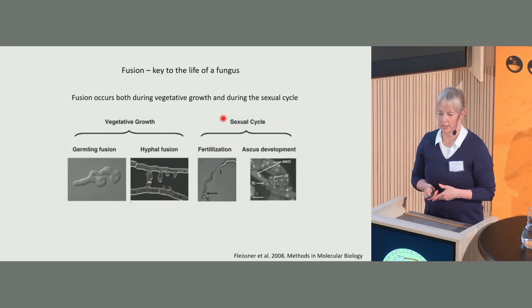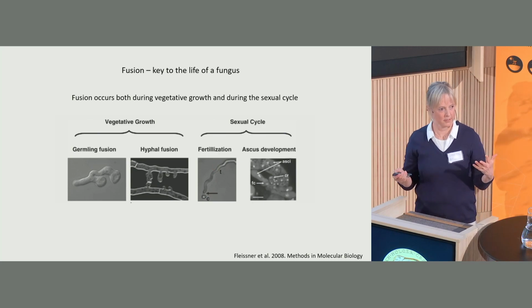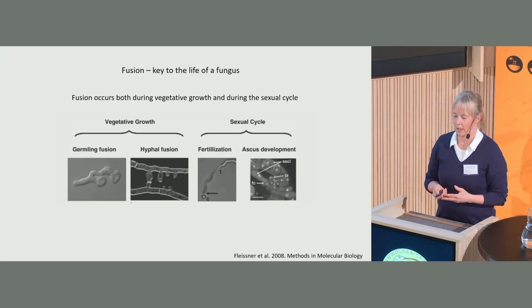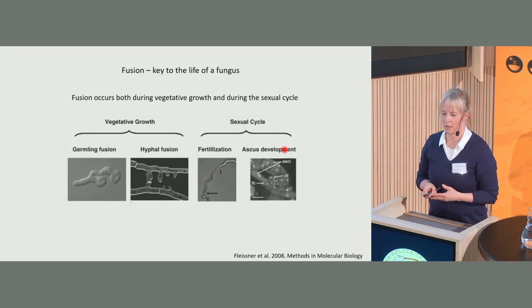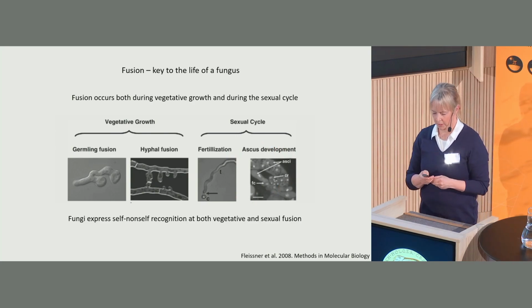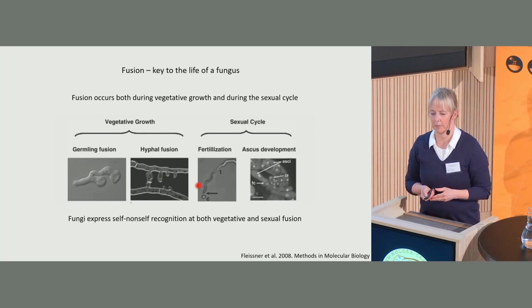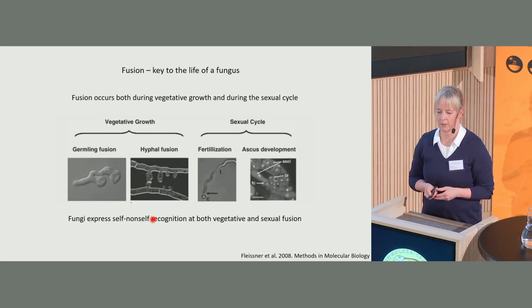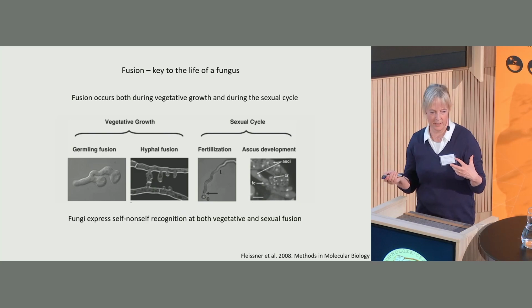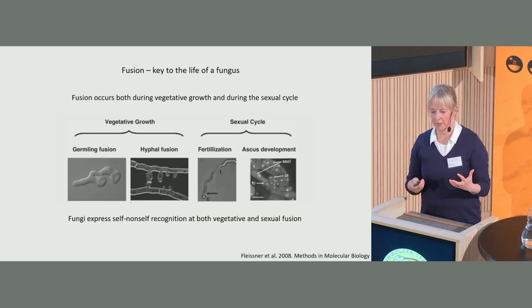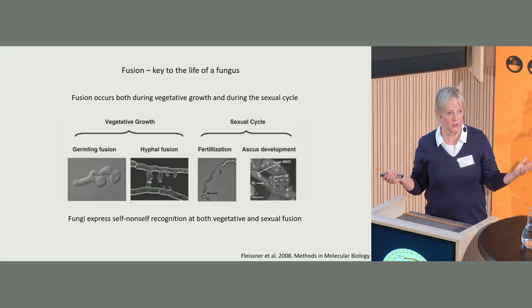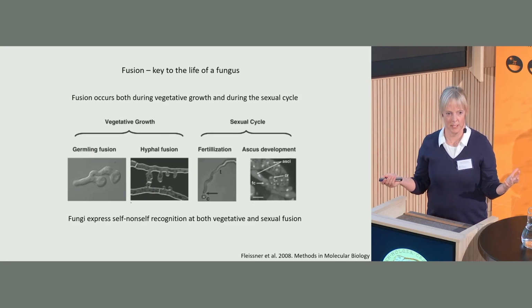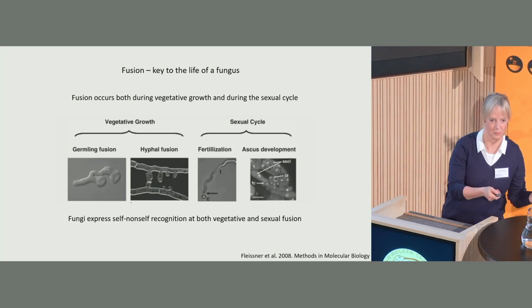When you're in the sexual cycle, of course, there is a fusion step at fertilization that's more universal to eukaryotes, and then when they form their fruiting body, they also fuse. And of course, with fusion in vegetative growth and also the sexual cycle, you need to express self, non-self recognition at both vegetative and sexual fusion. So if a fungus fuses with something that's not itself, it's going to be as detrimental as it is good to fuse with yourself, if you know what I mean.